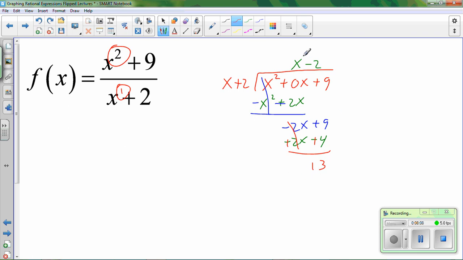It doesn't really have anything to do with the slant. It's all about the quotient up here at the end of the problem. So my slant asymptote is y equals x minus 2. That would be the line that the graph cannot cross.